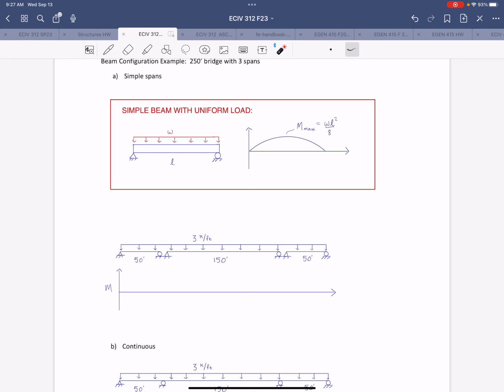So here, of course, you have the moment diagram for a beam with uniform load. I encourage you all to commit this formula to memory: the maximum moment is WL squared over 8, and that maximum moment will occur at midspan when you have a simply supported beam with a uniform load. You can also remember that the reactions will be equal in magnitude, being WL over 2, since it's symmetrically loaded and symmetrically supported.